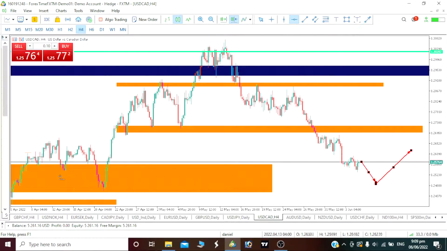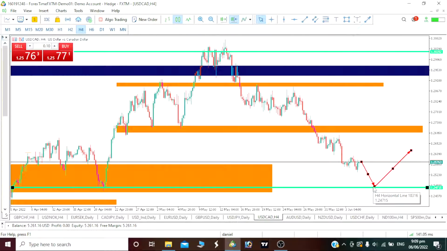Let me mark this area here. So let's see if we can get a little drop here, and probably then we can actually now see a rise, or probably this area here. I want to see probably a drop here on this my area before I actually take a buy.